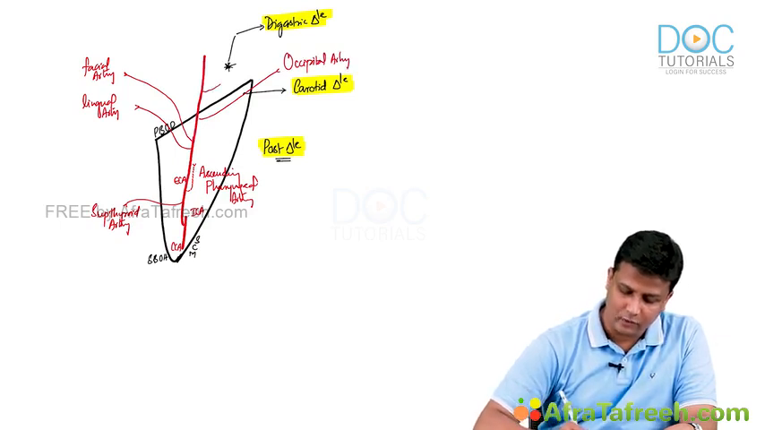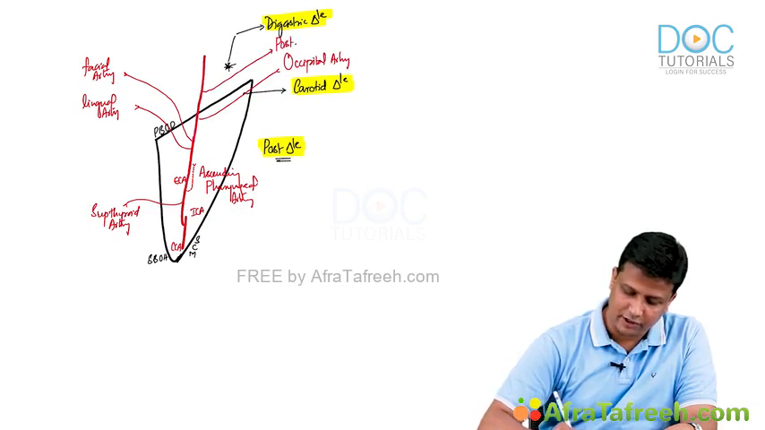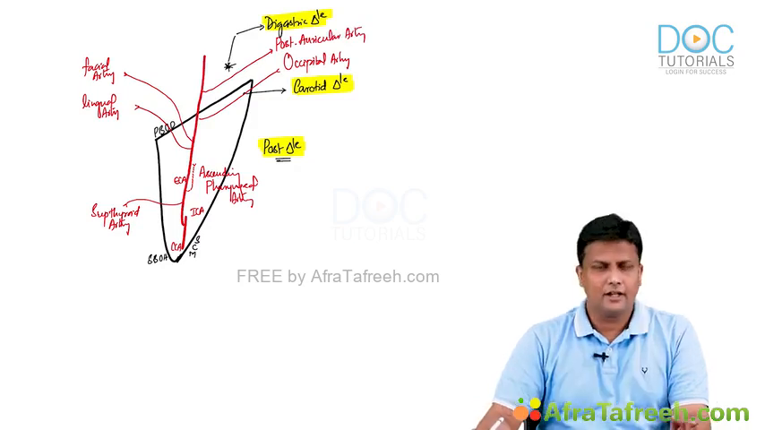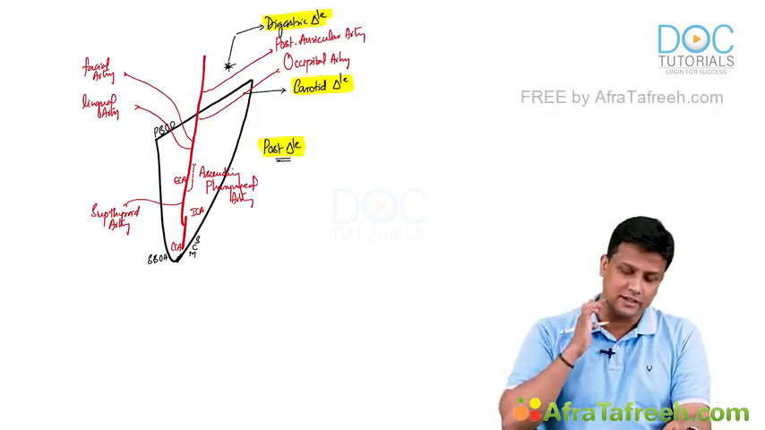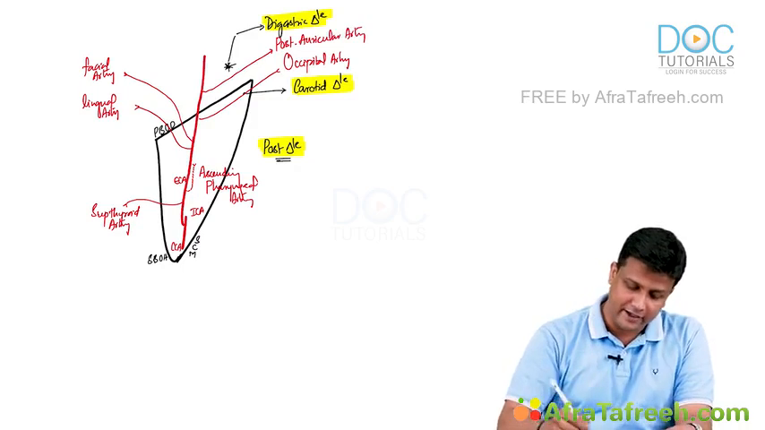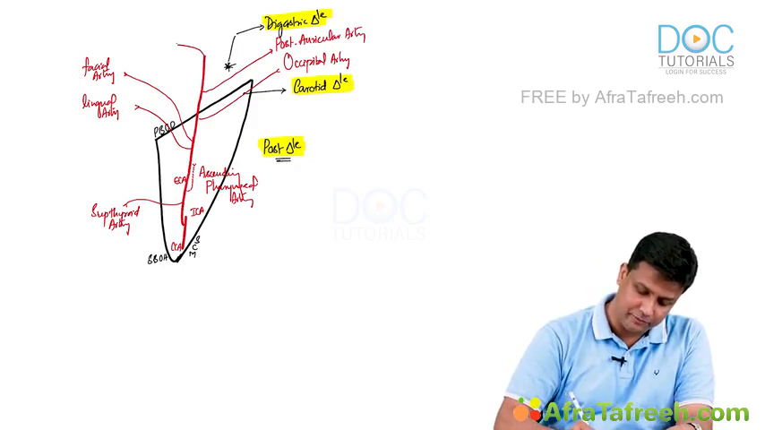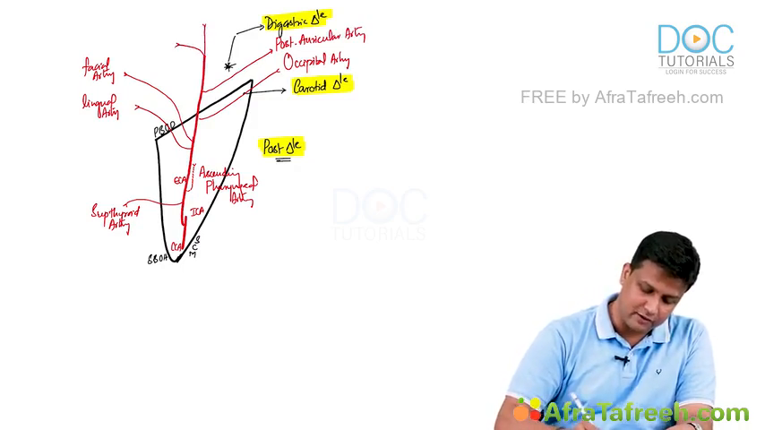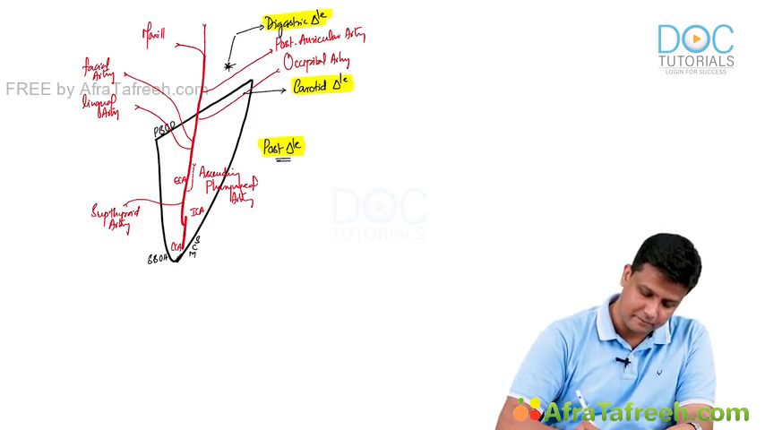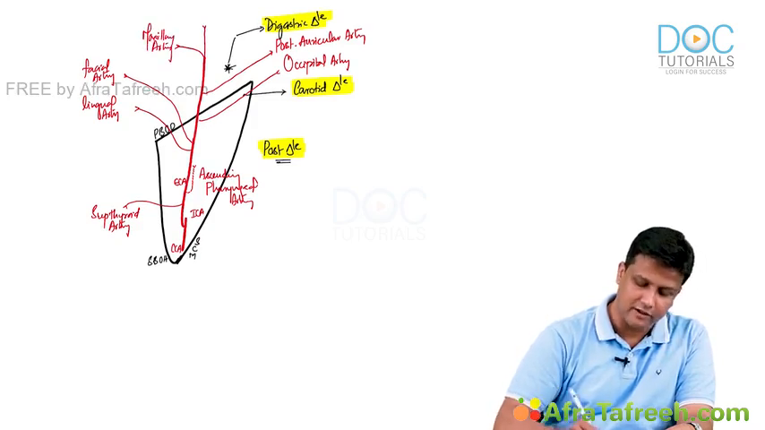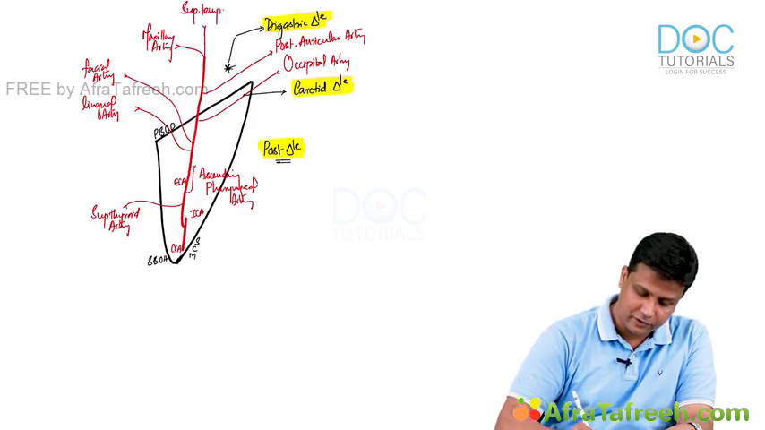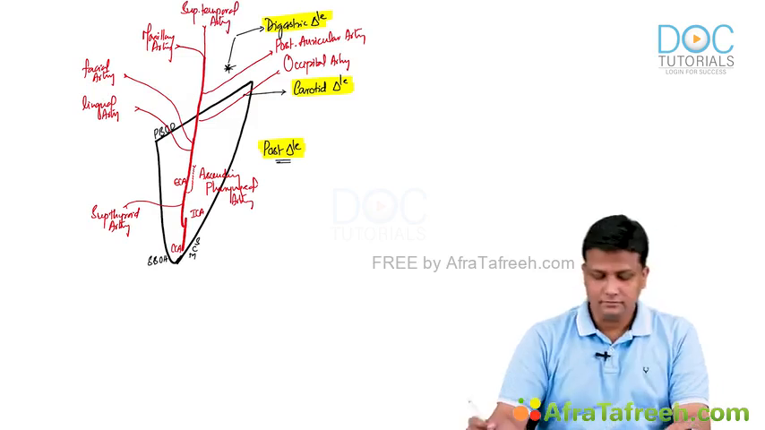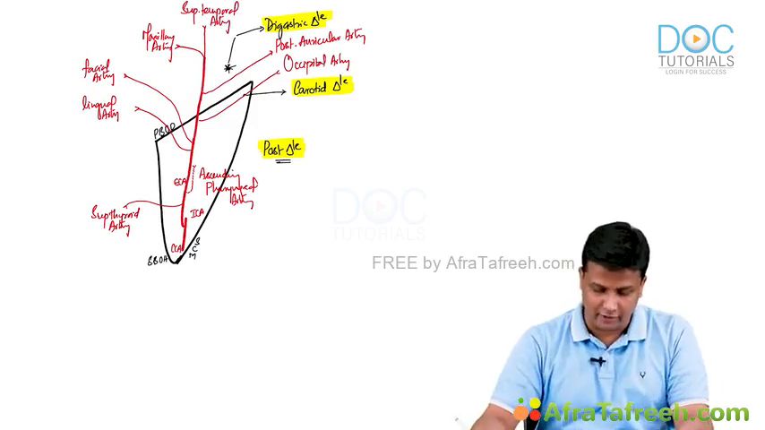And then it is also giving one more branch, and this branch here will be the posterior auricular artery. That is the posterior auricular artery. And last and final thing, after giving those two dorsal branches, the external carotid artery will be ending. It is ending and dividing into two branches here, and those two branches will be the maxillary artery and superficial temporal artery.